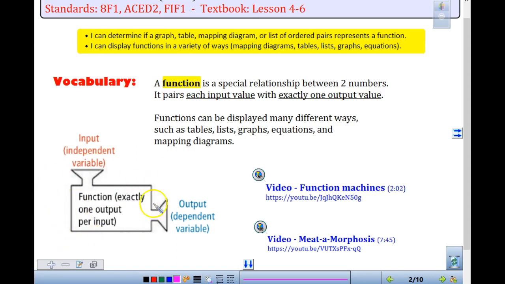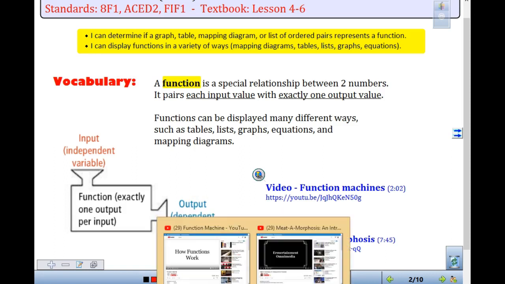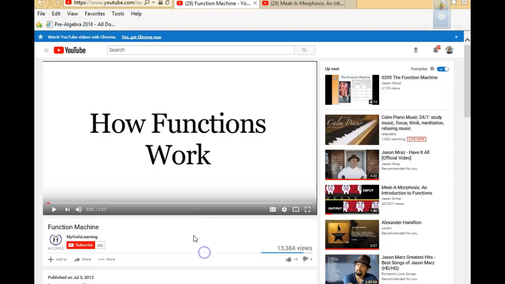I don't know if in elementary school you remember a function machine. You put your input, your independent variable, in the function machine, get exactly one output for each input, and you get a number as output. This first video we are going to take a look at is: how does a function work?